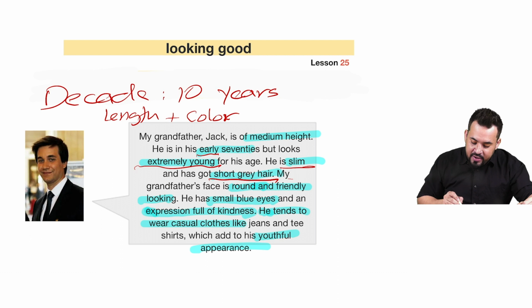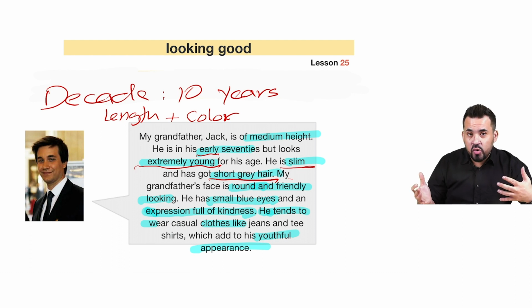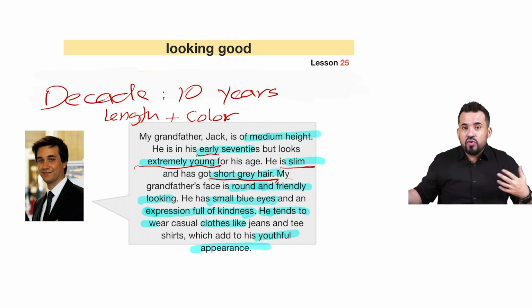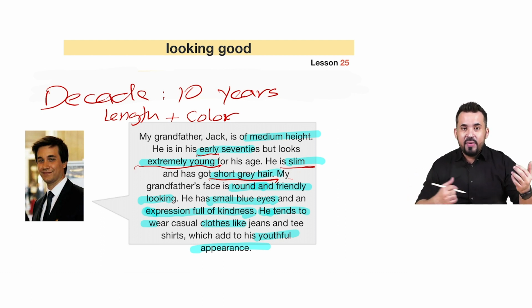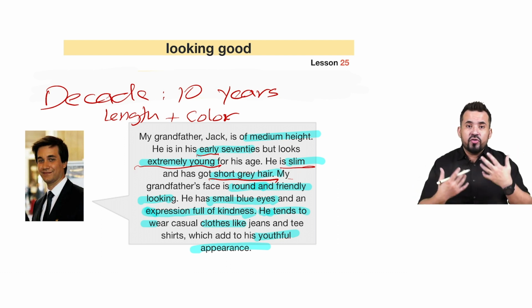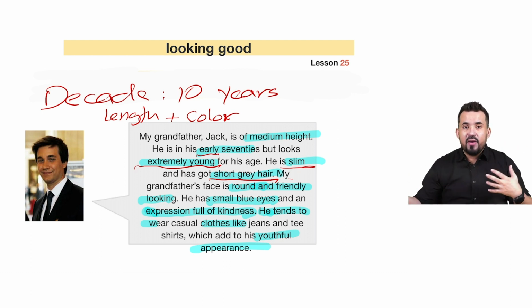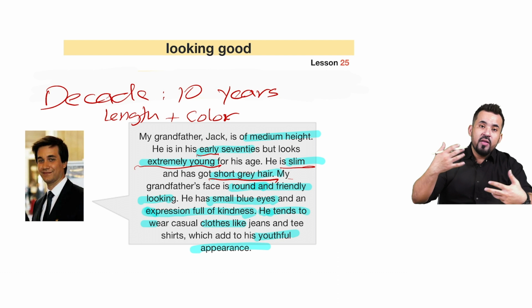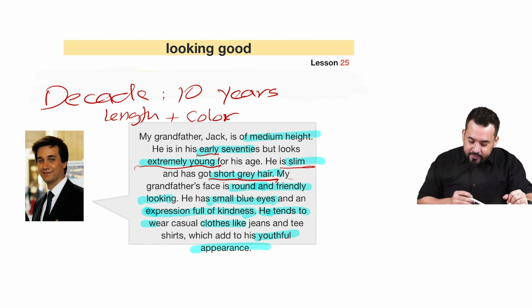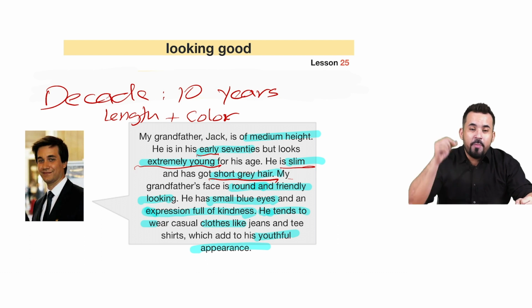All right, and then expression full of kindness, he tends to wear casual clothes. For clothes, you have casual clothes and you have formal clothes. Casual clothes are what you wear on an everyday, day-to-day basis. And then you have formal clothes, like a suit and tie for men, or gowns for women when you go to a wedding or to a party. So this is basically how to describe appearance.